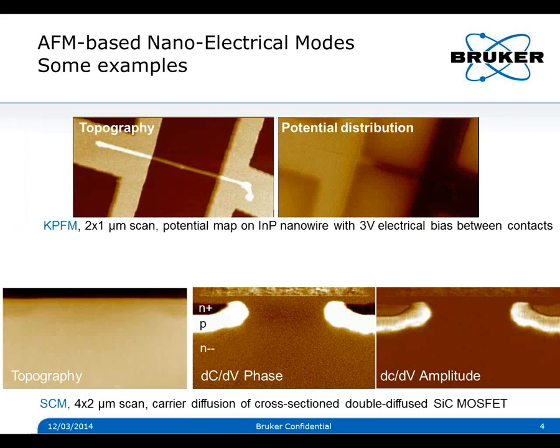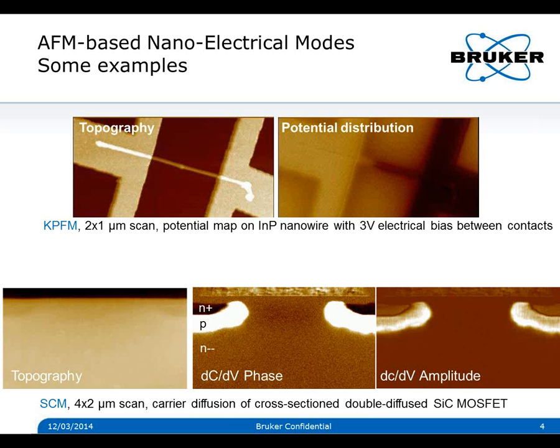A couple more examples on these other modes that I pointed to earlier. The top example is a KPFM example on an active device. The device is made out of an indium phosphide nanowire positioned on two metal contacts, and a voltage of about 3 volts is applied between the two contacts. That makes it an active device.